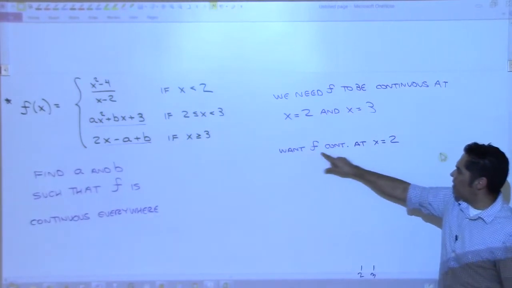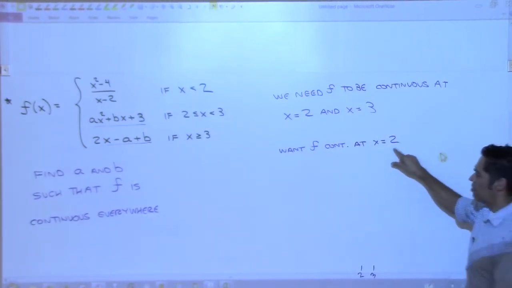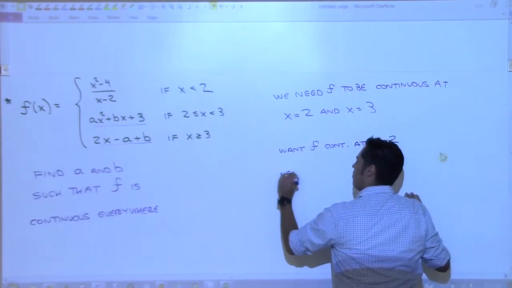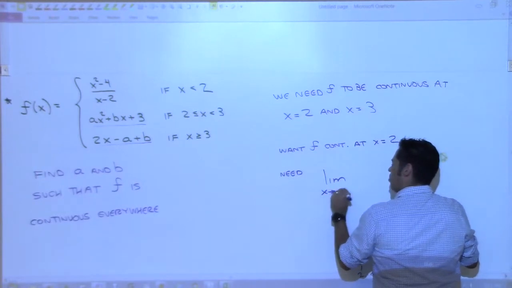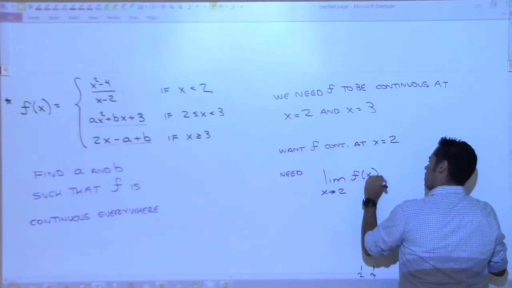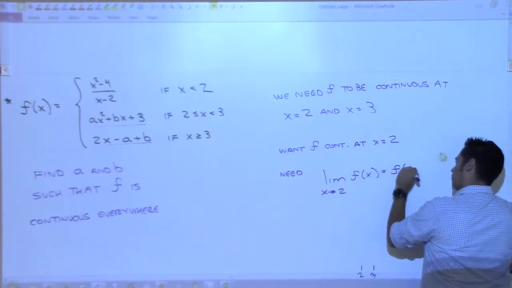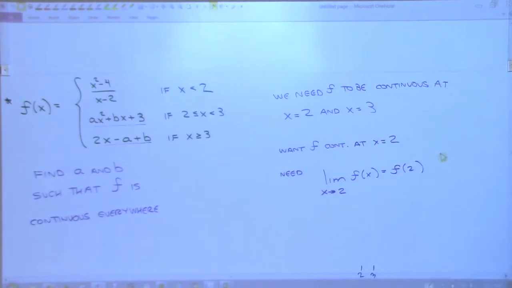So first, we want continuity at x equals 2, which means we need the limit as x approaches 2 of the function to be equal to f of 2. Do you all agree that that is the definition? We need that to be true. This must be true for us to be able to say it's continuous at 2.